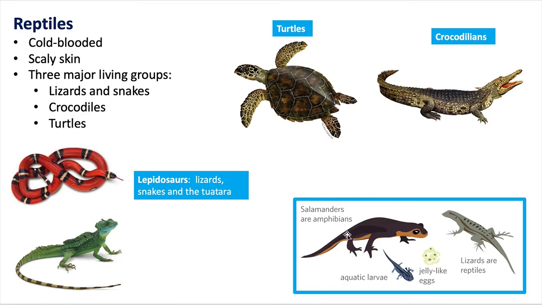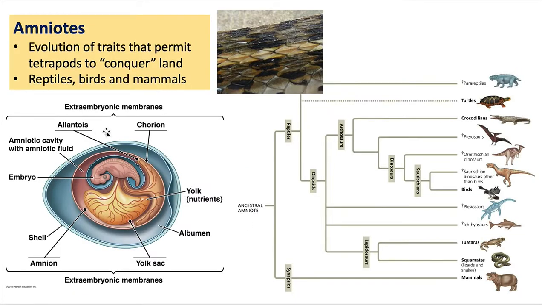And here's an example of salamanders on the one hand and lizards on the other hand. Lizards have scaly skin. Salamanders have slimy skin. Salamanders make eggs in the water that are jelly-like, and lizards make eggs that are like this. And lizards are a part of a group called amniotes. Amniotes are animals that make chicken eggs, essentially.